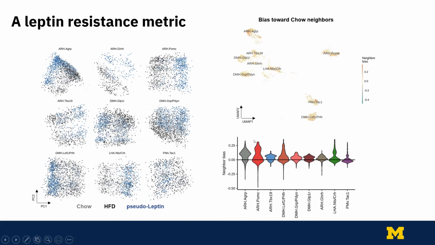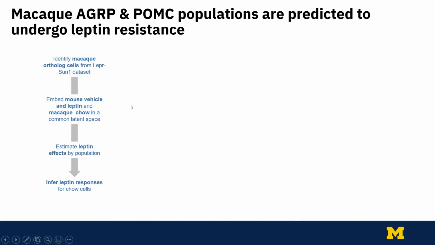And we see that AGRP and POMC, again, have the most suppressed leptin response in high-fat diet compared to a wide variety of other leptin receptor populations. So then we can take the same approach.